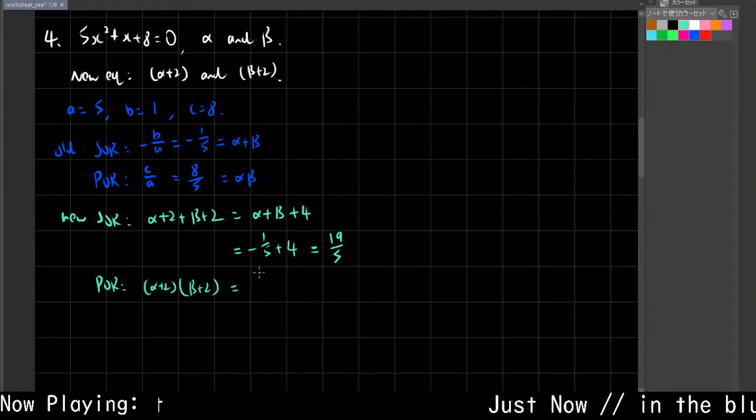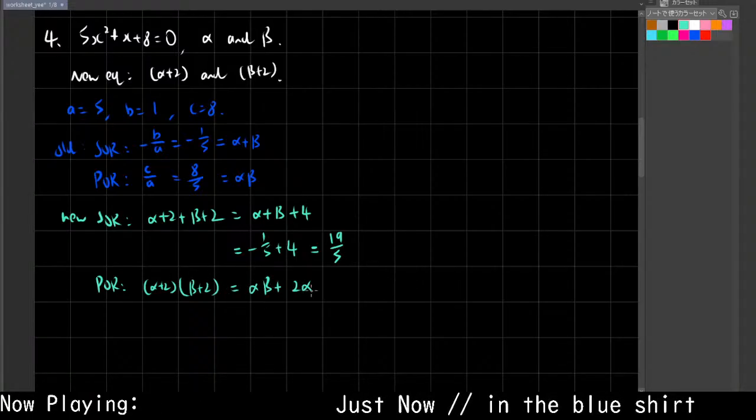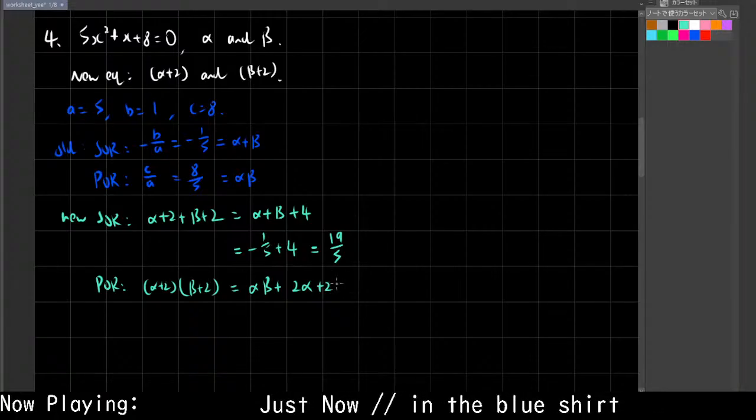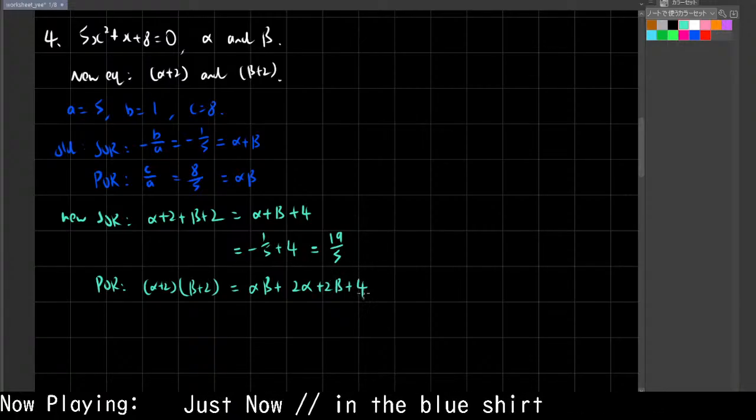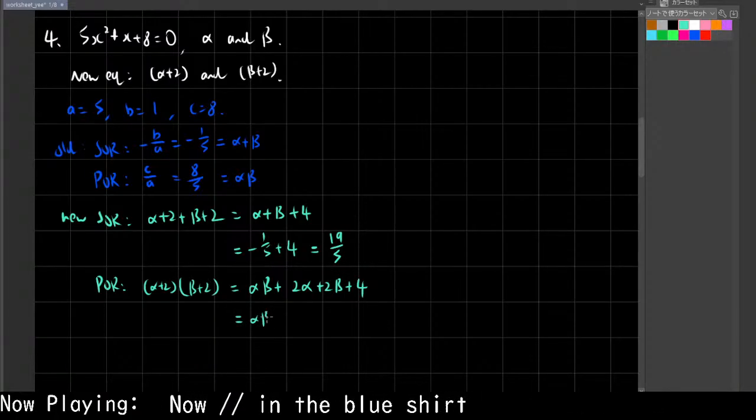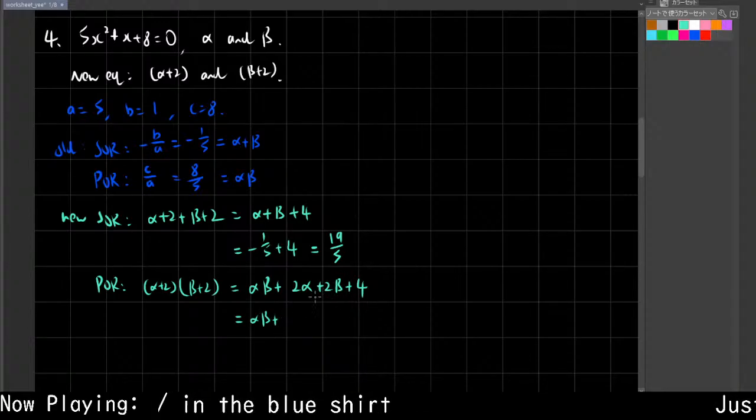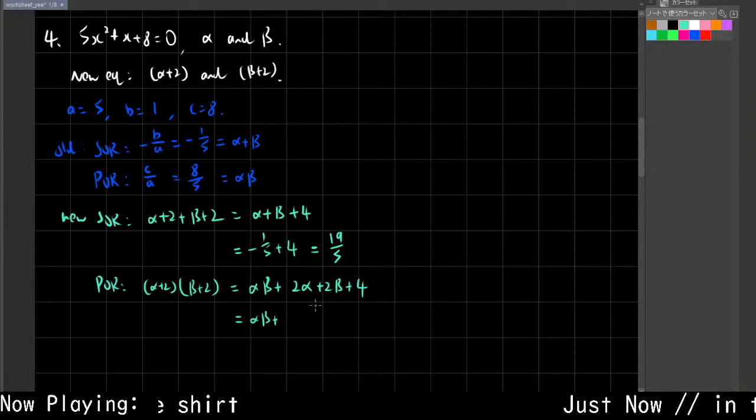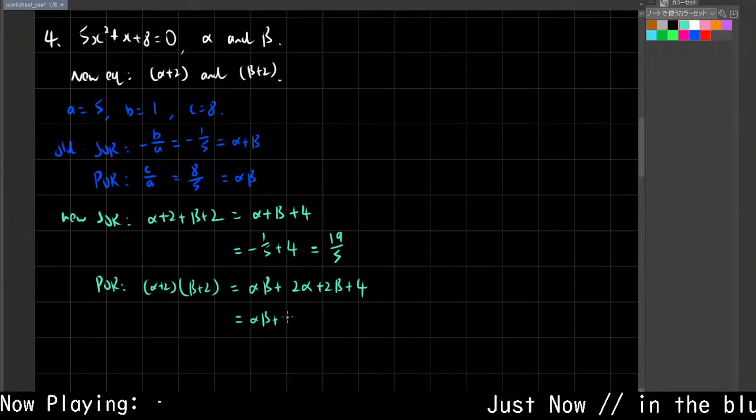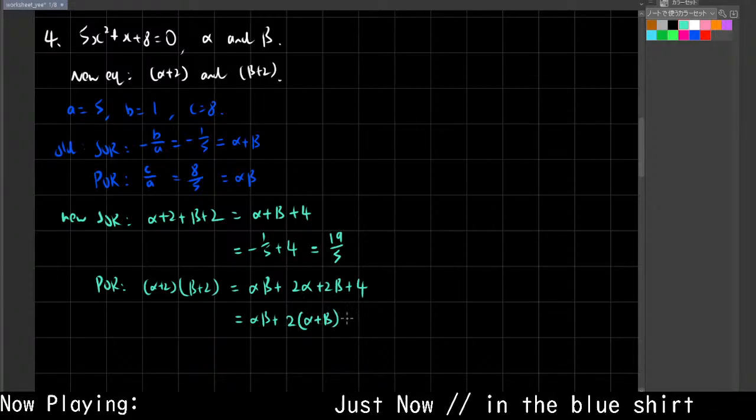Multiply by inside. Just expand it by multiplying all terms together. Then, since I want alpha plus beta to appear so that I can substitute my values in, and the 2 is common in both terms, I factorize it out.